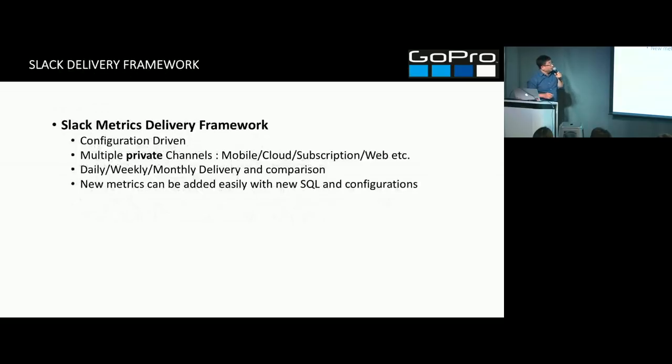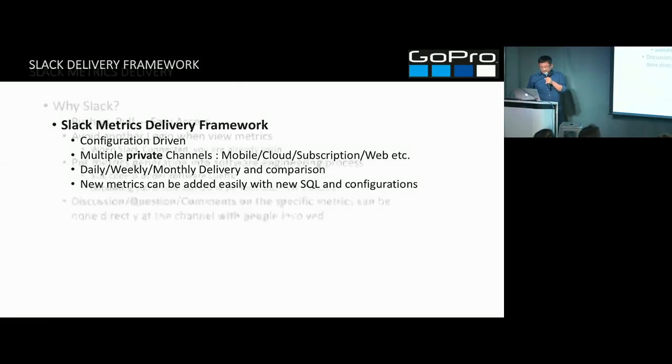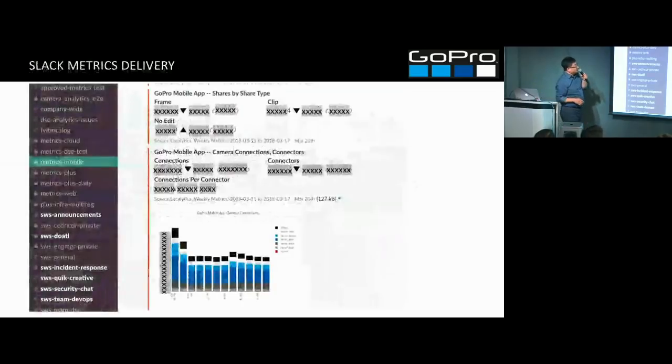So what we want to do is use Slack in an essentially configuration-driven way. We have multiple private channels, and we use daily, weekly, and monthly delivery and comparison. As you see, going back here again, in most cases we publish two numbers. You get one number for this week or this month, then the previous week's number, and then the percentage change, so you can see up and down. Depending on the business needs, we'll also have these graphs. These graphs could go over multiple weeks or multiple months to see the trend.